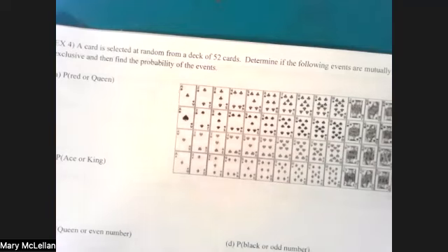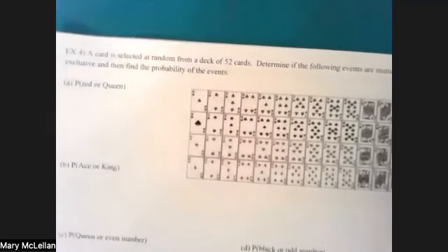And by the way, everything we have from now on are examples to help us cement what we've learned, but we've covered all of our learning goals. So example 4: a card is selected from a random deck of 52 cards, and we have a deck of 52 cards pictured here. Determine if the following events are mutually exclusive, and then find their probabilities.